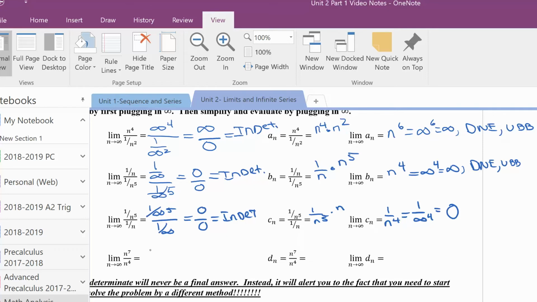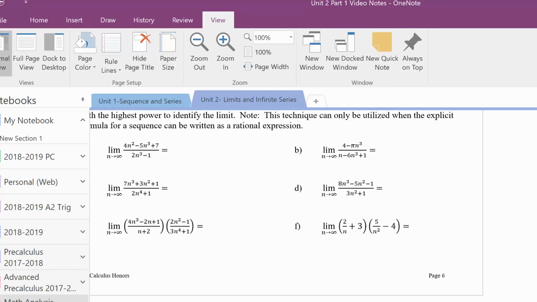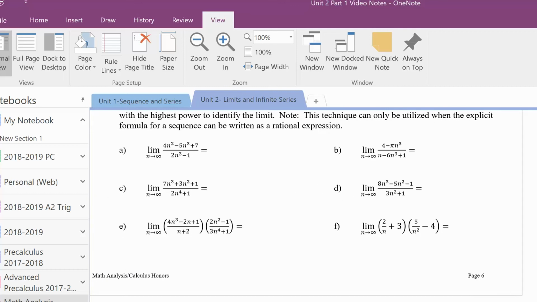n to the seventh over n to the fourth, that's infinity to the seventh over infinity to the fourth, which is infinity over infinity, which is indeterminate. But if we simplify here, it's n to the third. So if we find the limit as n goes to infinity, that's infinity to the third, which is infinite, which means it does not exist because of unbounded behavior. So that's what happens if it's indeterminate. We can simplify to get a determinate answer. So let's look at another method.